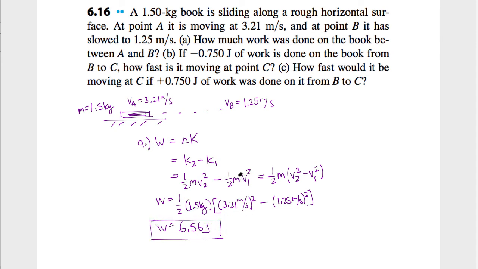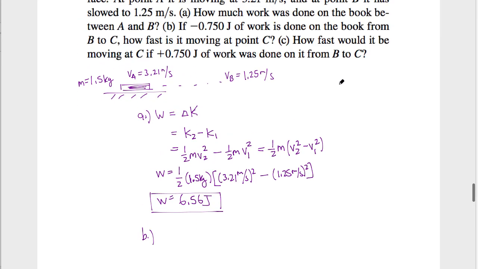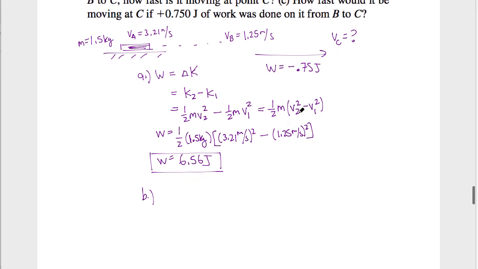Now B says, if negative 0.75 joules of work is done on the book from B to C, how fast is it moving at point C? So we'll say there's some VC later, and in between these two, we have a work value of negative 0.75 joules. So here I'm going to use, again, my work energy theorem.